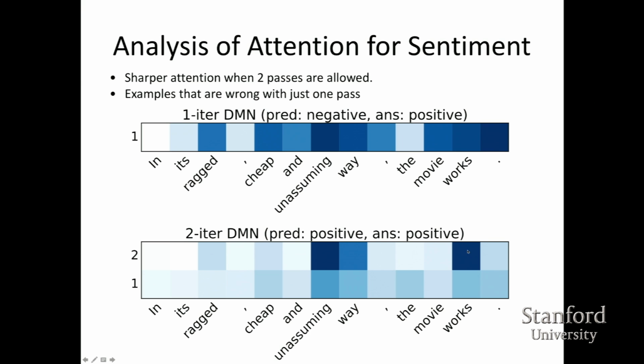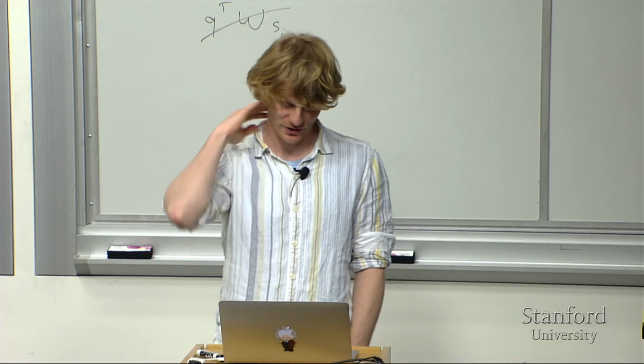Yeah? Why can't it do that in one pass? Like see all the words once and process that? Why do these multiple passes? So the question is, why does the model need multiple passes? Why couldn't it just do it in one pass?